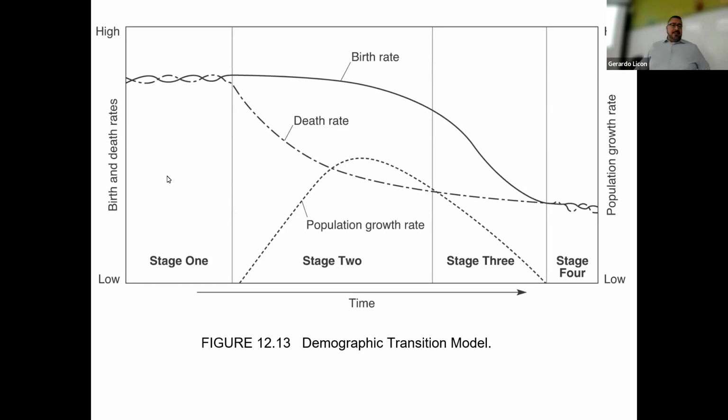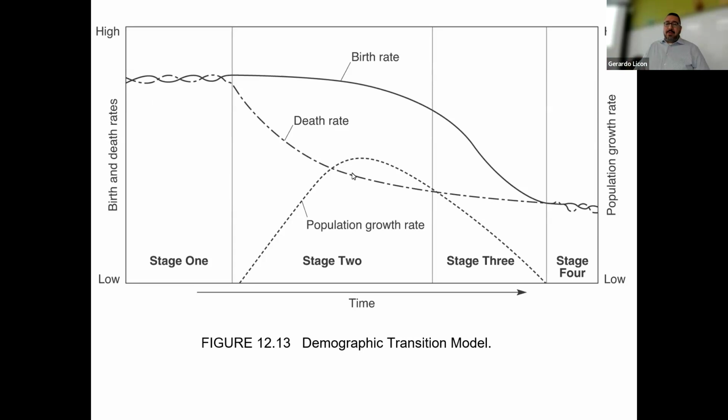And so this is saying stage one is when a country is predominantly rural. And at that point, it tends to have a high birth rate and a high death rate. And they balance each other out so that there's population stability.